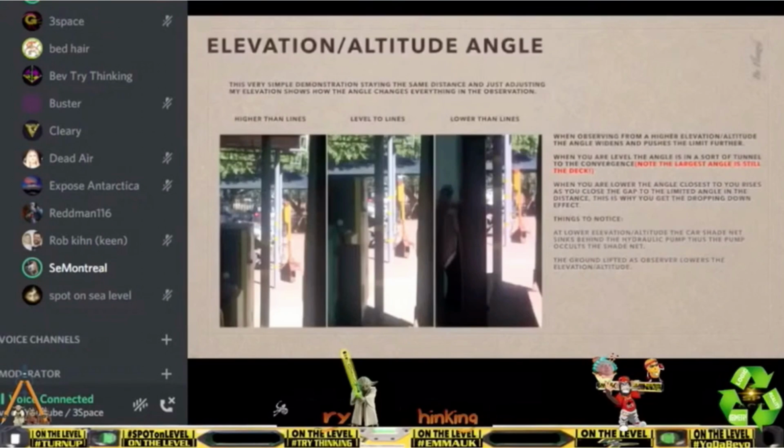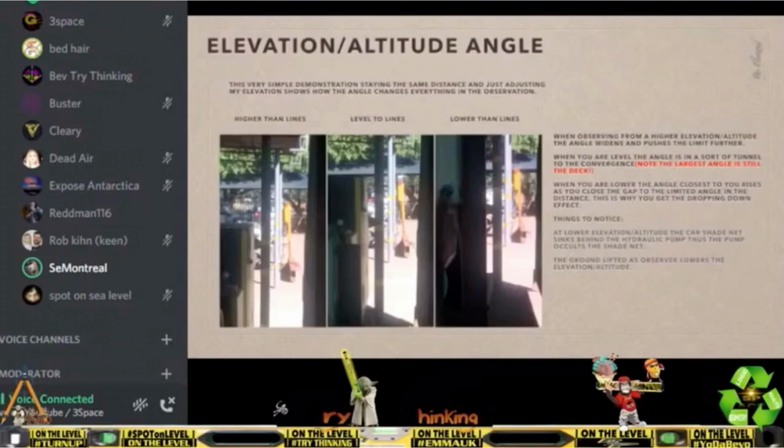I took the still shots showing the higher elevation, the level, and the lower. You can put them next to each other and see the difference. This very simple demonstration, at the same distance and just adjusting the elevation, shows how the angle changes everything in the observation. When observing from a high elevation altitude, the angle widens and pushes the limit further. That limit is literally just the limited angle from the deck. I'll get to that later on.